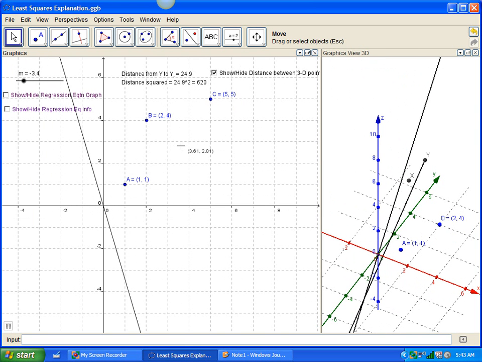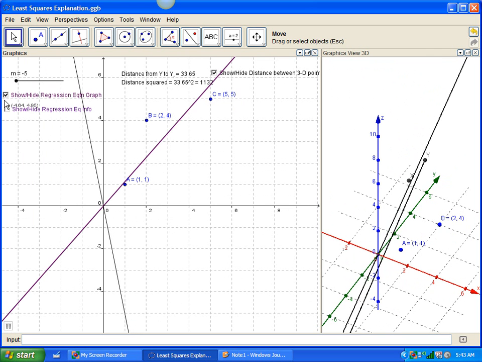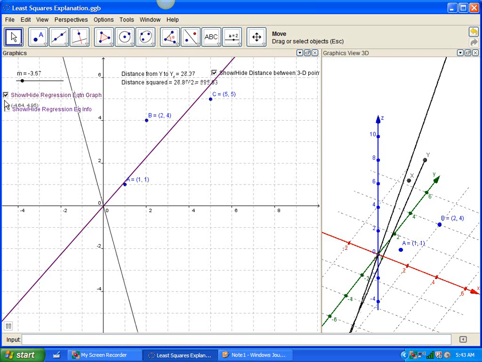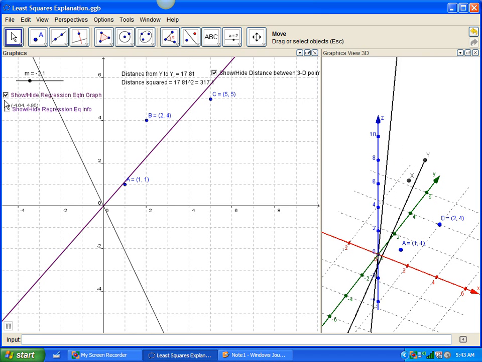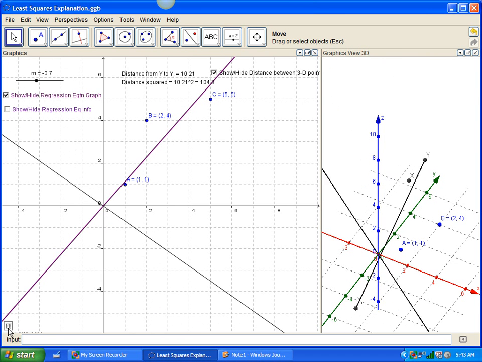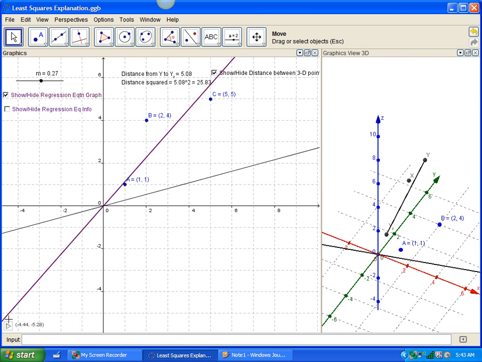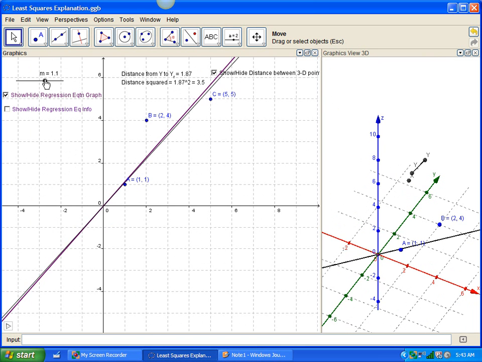And just to see how close we can come to this, let's show the regression line, and we'll try to stop this m when it gets close to it. Ooh, not close enough. Let's pull it over there. As you can see, when it gets pretty close to it, I can get a fit that has my distance squared to be about 3.47.